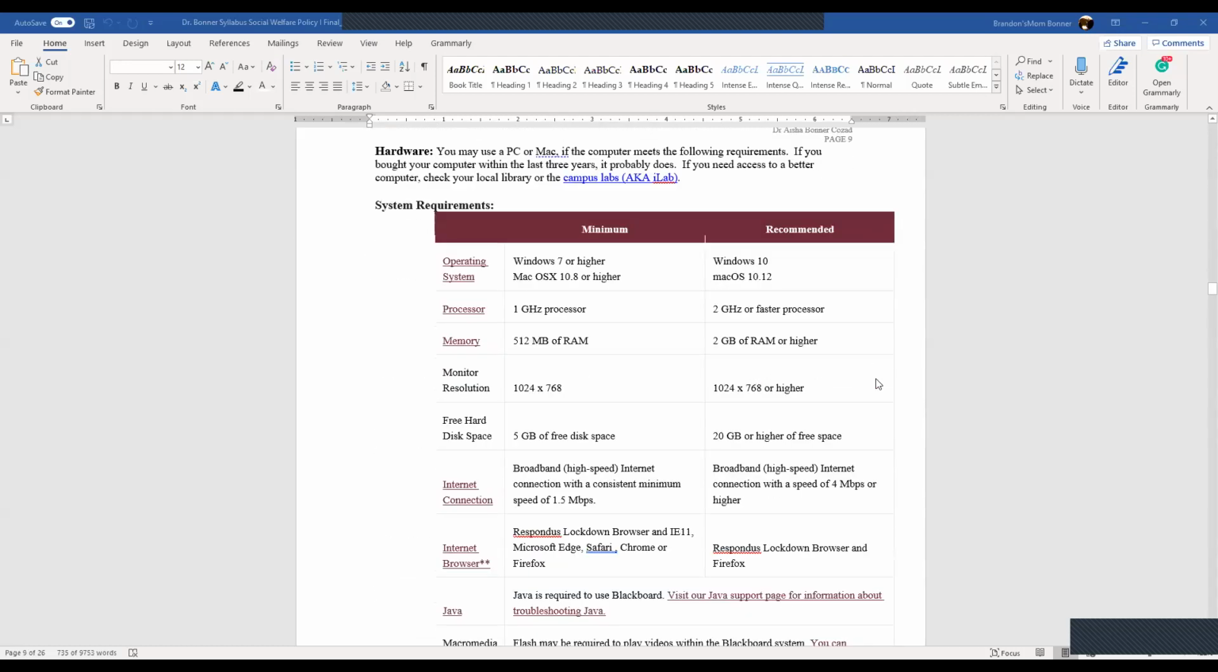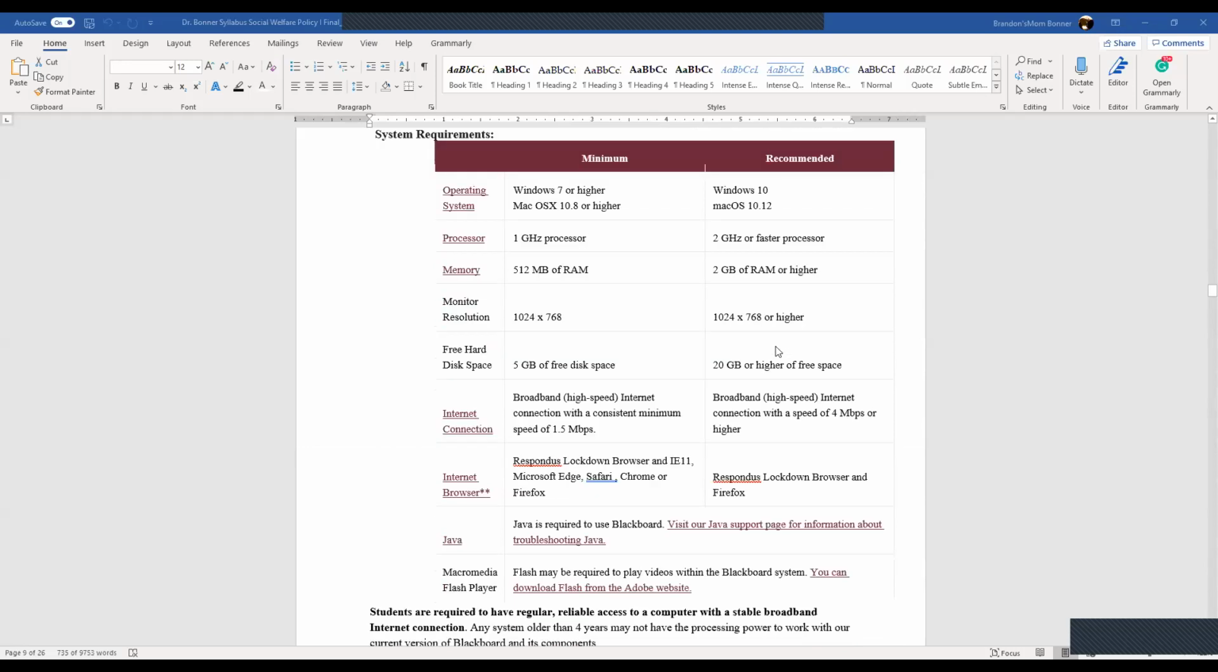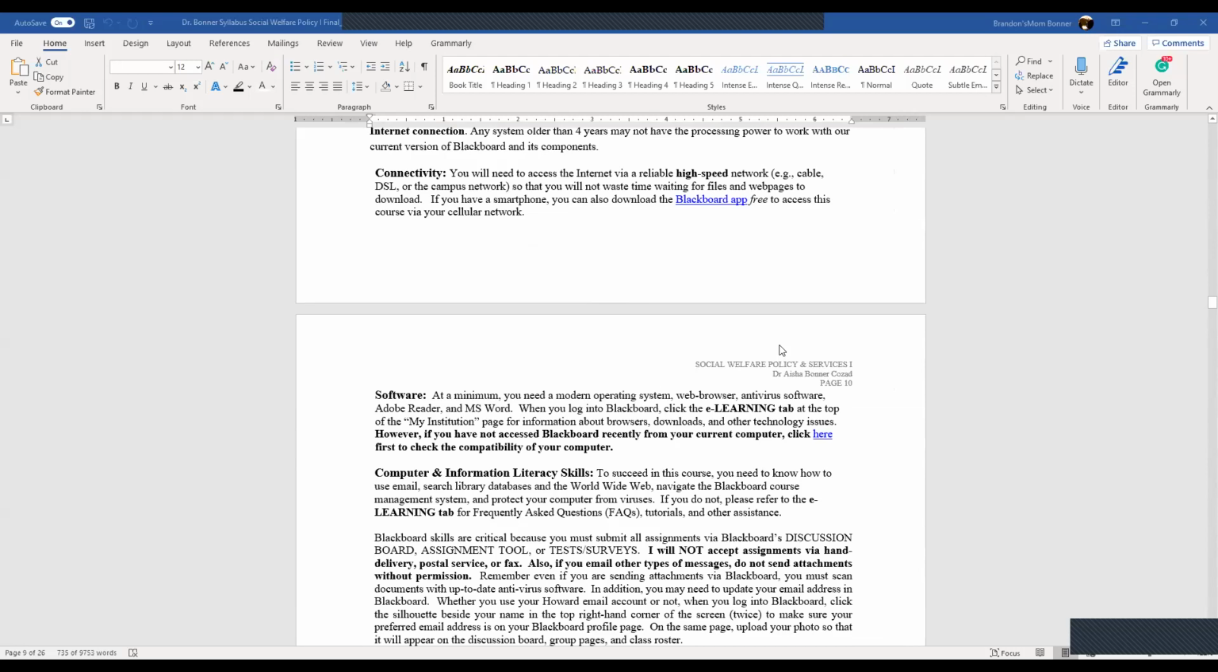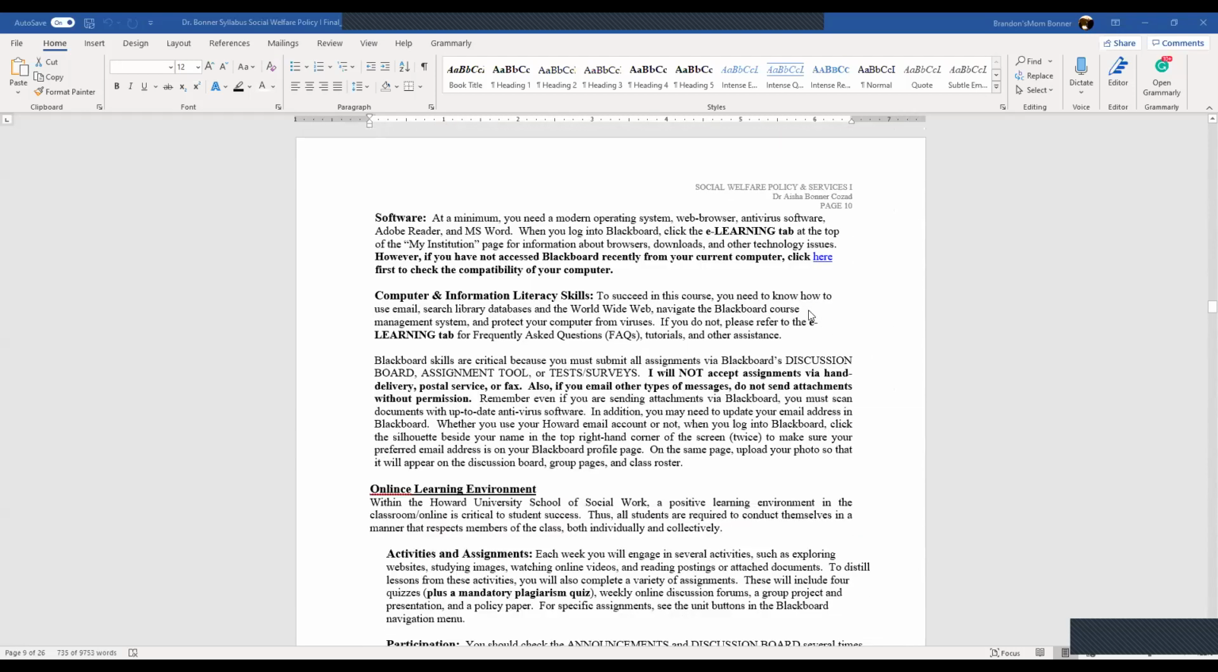Here are the technology requirements. I imagine everyone's up to speed, but there is a way that you can do a check of your browser and your computer, and it is in the syllabus here. Actually, I think it's right here on page 10. You can check the compatibility of your computer just to make sure you will not have any problems.